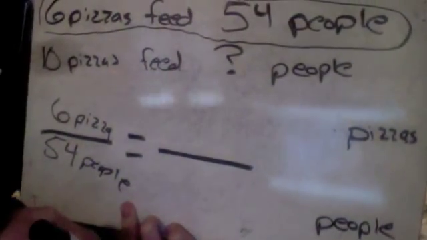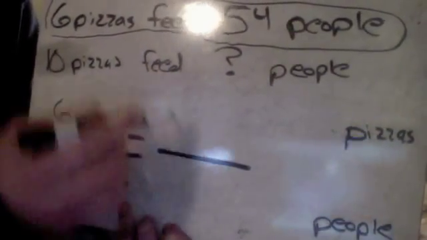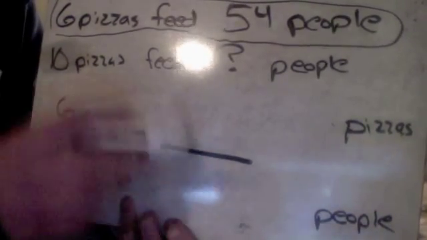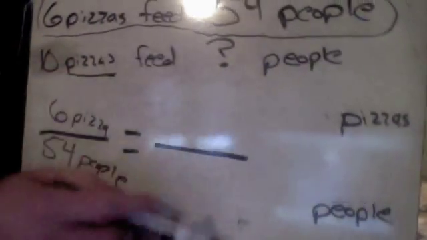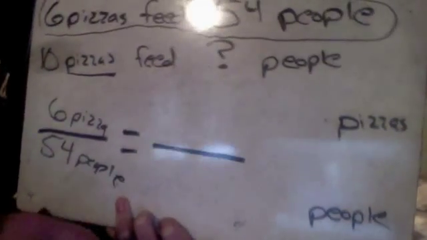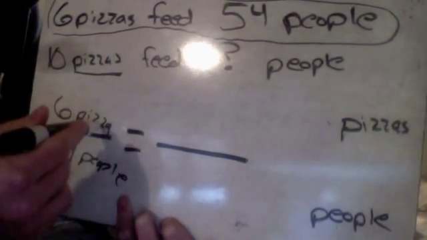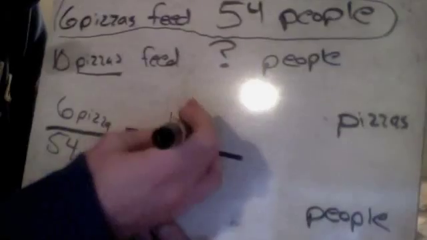Okay. Now, the only thing we need to figure out is where does this 10 pizzas go? Does it go on the top or on the bottom? Since it's pizzas, we want to keep it in line with the other one that says pizzas. The bottom one says people, so we don't want that. We want the top one that says pizzas. So I'm going to put 10 pizzas right here.